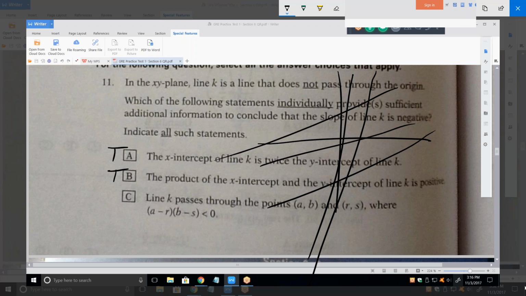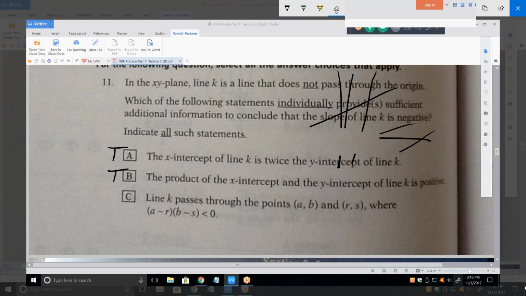Every single one of those positive slopes, the product of the x and the y-intercept is negative. So at this point, after trying all of these variations, I can't disprove statement B. Therefore, I'm going to call it true. Now, that's a little bit fuzzy logic because I'm not able to try all combinations, but there's not really that many combinations when you're talking about the slope of a line on the xy plane.